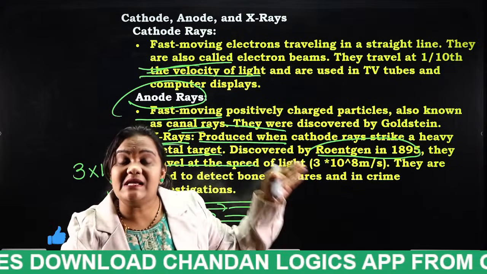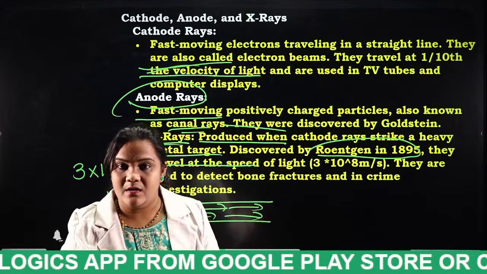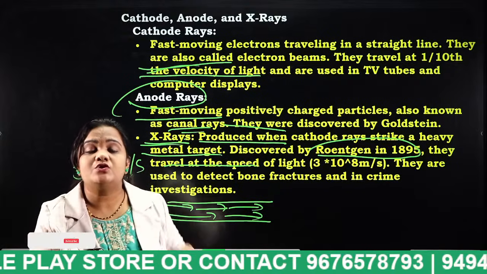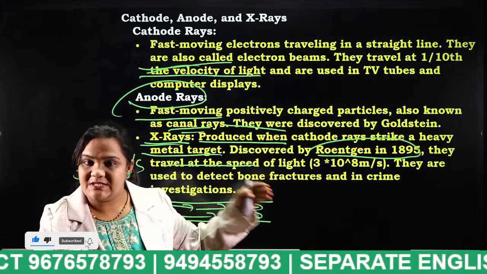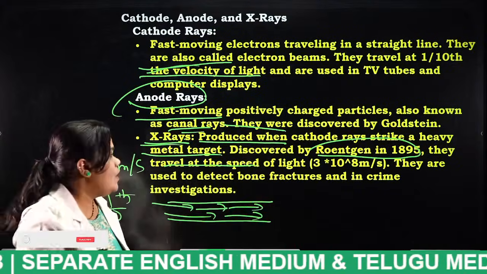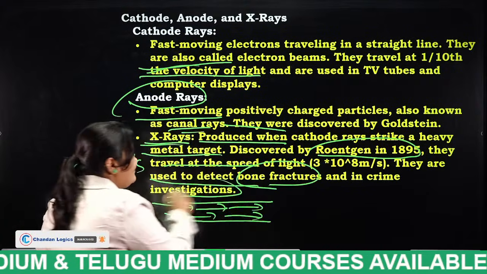X-rays were discovered by Röntgen in 1895. How fast are these X-rays? The speed of X-rays is equal to the velocity of light, that is 3 × 10^8 meters per second. They are used to detect bone fractures and in crime investigation.